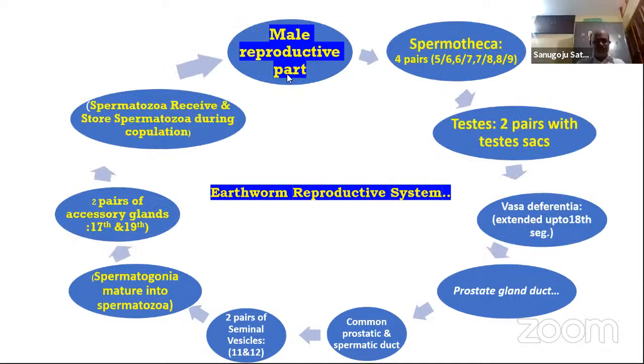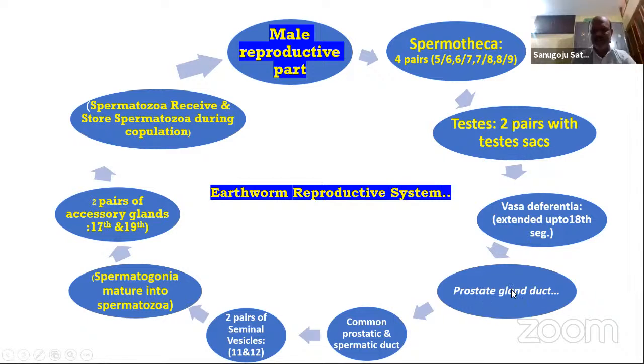The male reproductive part consists of spermathecae, 4 pairs, which are located in the 5th to 6th, 6th to 7th, 7th to 8th, and 8th to 9th segments. Then there are 2 pairs of testes, located in the 10th and 11th segments, from which the vasa differentia extend. The vasa differentia extend up to the 18th segment, and they open on the ventrolateral sides by a common prostatic spermatic duct.